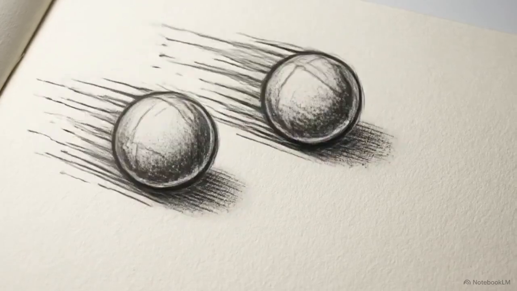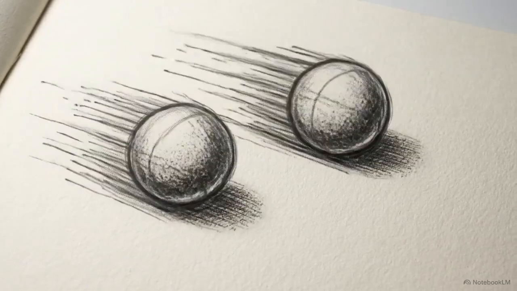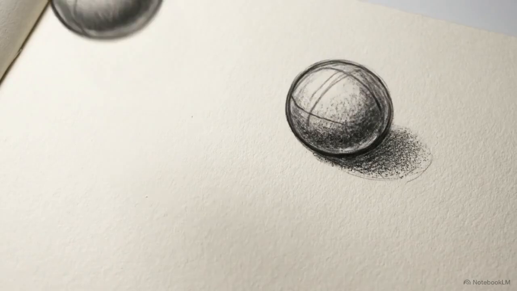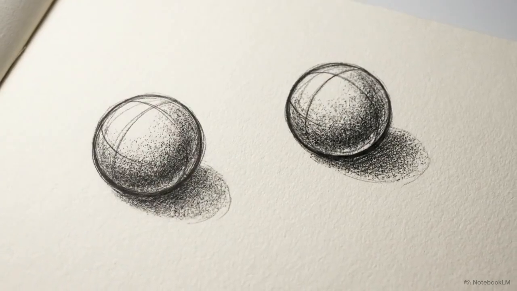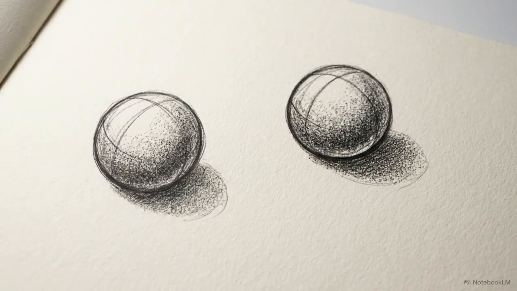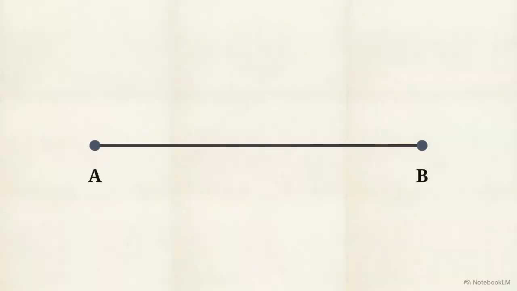Look at these two shapes. The left travels at a stiff, constant speed. The right glides to a stop with fluid, natural momentum. The difference between them comes down to two properties.